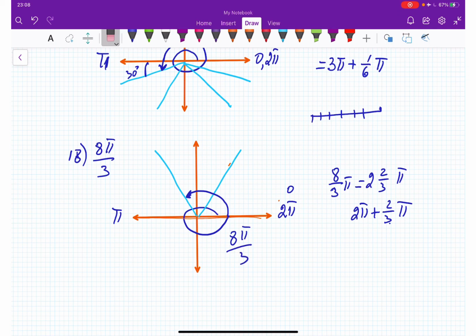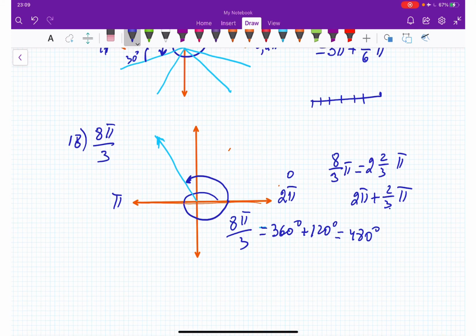If I clean this piece, this will look better. So this is going to be my angle. And that's going to be how much? 2 pi is 360 degrees, right? 360 degrees, plus 2 pieces, each piece is 60 degrees, plus 120 degrees, which is going to be 480 degrees. All right? Okay.